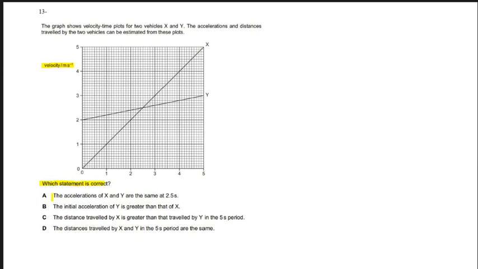As you can see, option A is about comparison between acceleration of X and Y. B is also about acceleration, and C is about distance, and D is also about distance. So we have to choose the best possible option from these given 4 options. So how can we answer this question? The best way is, first of all, let's have a look at the velocity time graph.